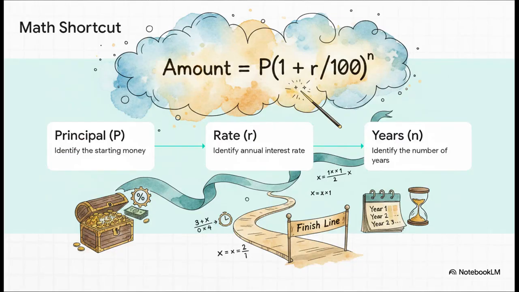Luckily for us, we have a unified shortcut. Amount equals principal times 1 plus the rate over 100, all raised to the power of n. I know, it looks a little fancy, but it's actually totally accessible. You just identify your starting principal, that's P, identify your annual interest rate, R, and identify the number of years, which is n. Plug those 3 little numbers in, and you skip all that tedious manual math and jump straight to the finish line.